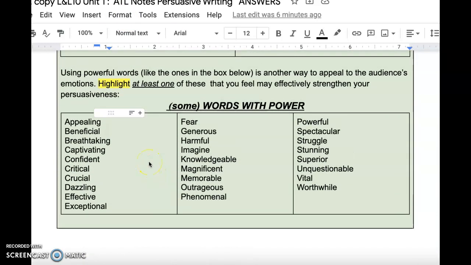Another way to make your writing more persuasive is to use what we're going to call words with power, or power words. I will not read through all of these, but I want you to read through and highlight at least one of these that you feel may effectively strengthen your persuasiveness when you're writing your essay. And hopefully you might find more than one that will work for you. Again, there are definitely more words than this that you can use. This is just to get you started.